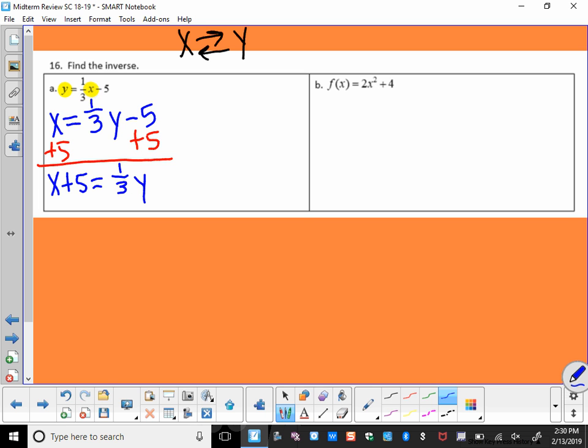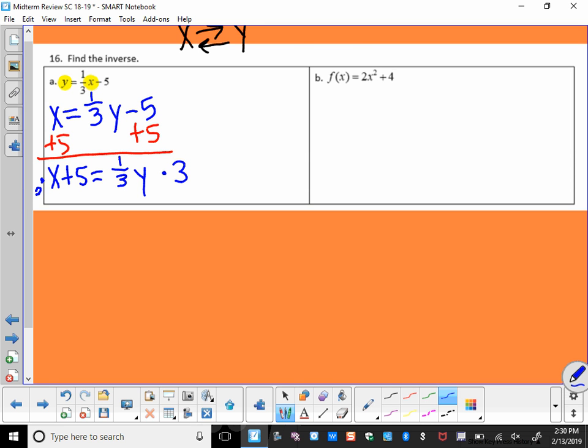Alright, how do I get rid of this 1/3? Multiply by 3. Okay? And you could divide by 3, but that may get... No, you could not. You'll have to multiply by 3. So multiply both sides by 3, which is the reciprocal. You guys remember that word, reciprocal? I'm running out of room, but multiply both sides by 3.